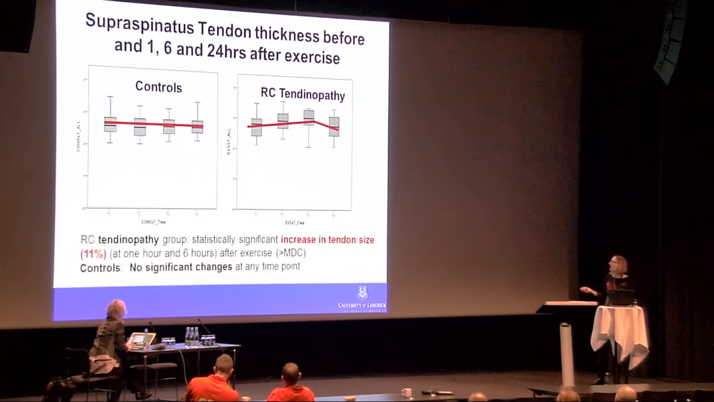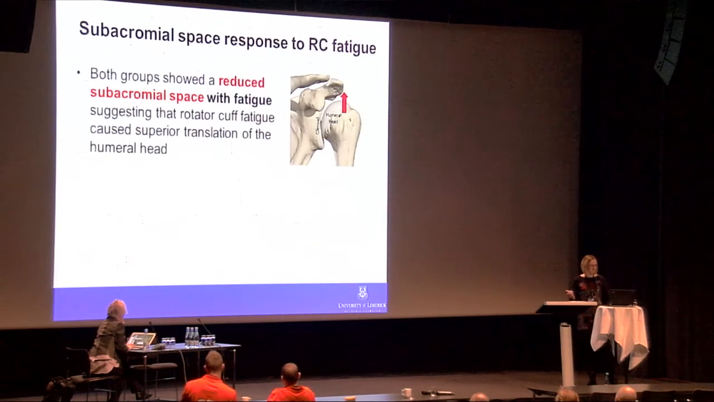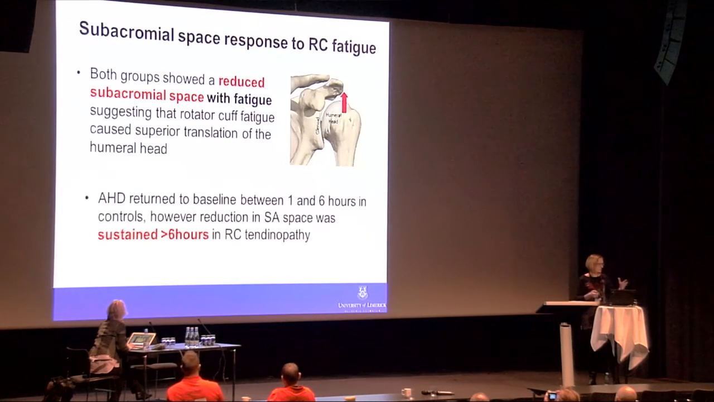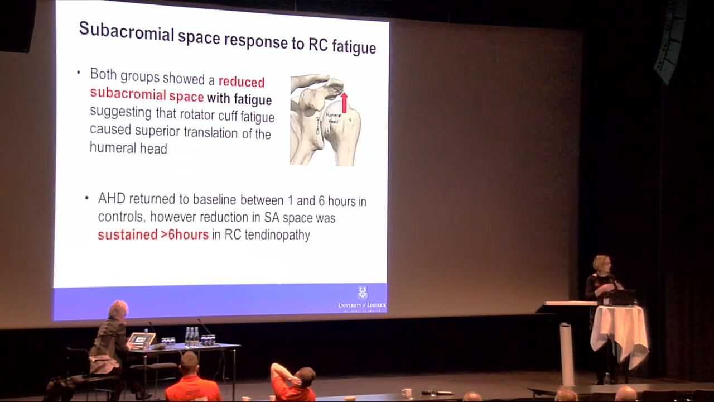And so what was also, of course, of interest then is, okay, if we've got tendon that's thickening or swelling, what's happening to the subacromial space? And it wasn't news to us at all that both groups showed a reduced subacromial space, because there's lots of studies that show if you fatigue the cuff, the humeral head rides up. Biomechanical studies, occupational studies, so that wasn't new. We expected to see a change in subacromial space. We saw it in both groups.